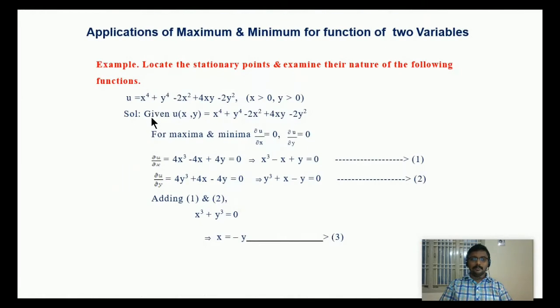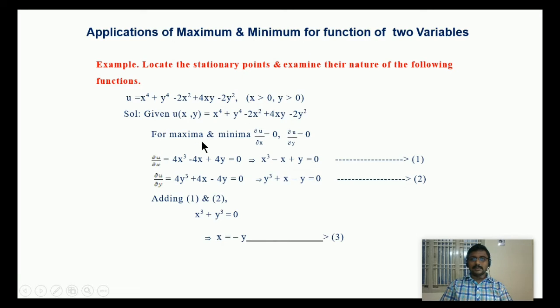Problem: locate the stationary points and examine their nature of the following functions. The given function is u equals x power 4 plus y power 4 minus 2x square plus 4xy minus 2y square. Both x and y are positive, that is x greater than 0 and y greater than 0. Given function u of x, y.